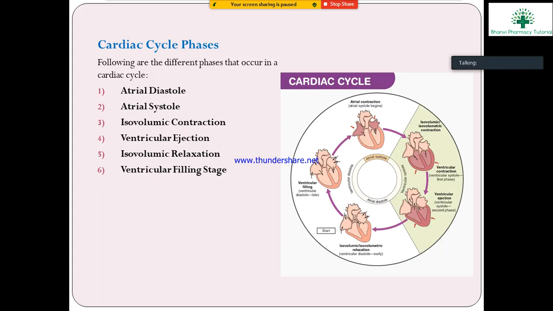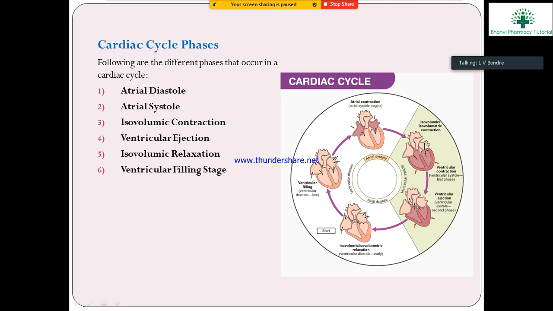You see the phases of the cardiac cycle. Following are the different phases that occur in the cardiac cycle. You see the diagram of the cardiac cycle. First is atrial contraction, atrial systole. Atrial systole is the starting point of the cardiac cycle, where atrial contraction takes place.